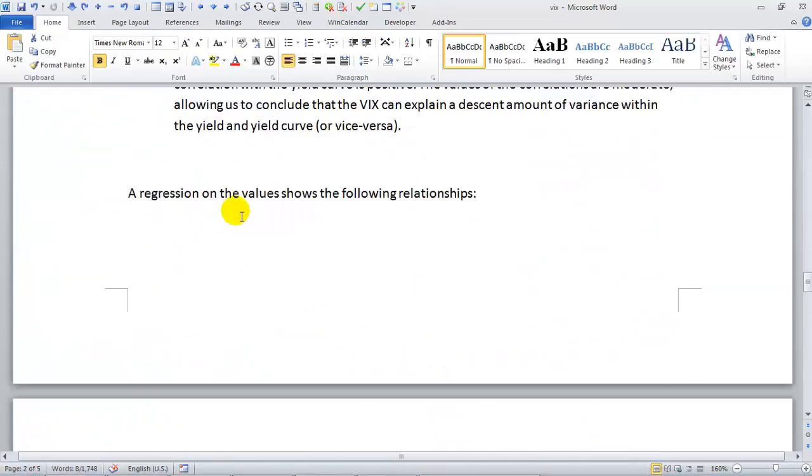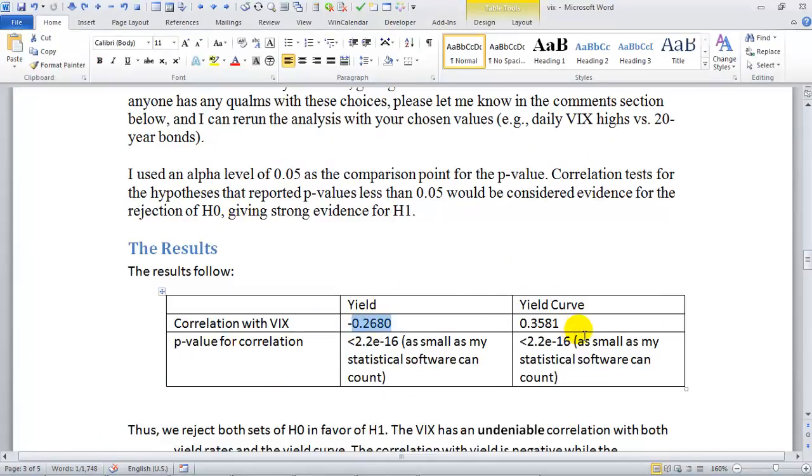Where is it? Here. In statistics, when you have a correlation of about 0.3, that's more or less the threshold for confirming a moderately strong correlation. So whereas the correlation here is a little under 0.3, the correlation for the yield curve is over 0.3, but I'd say these are both pretty moderate.